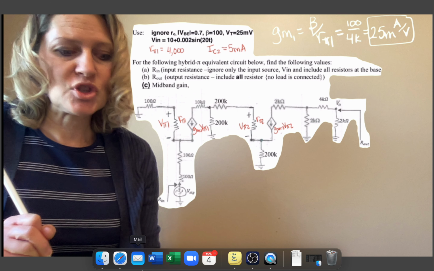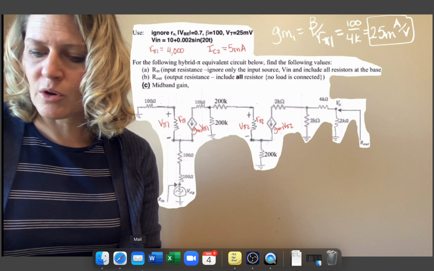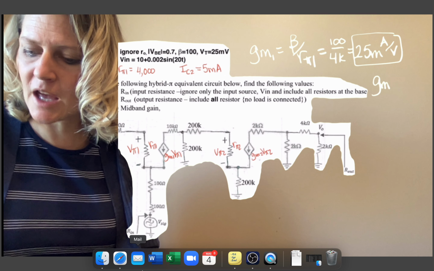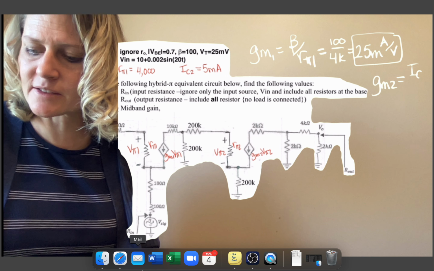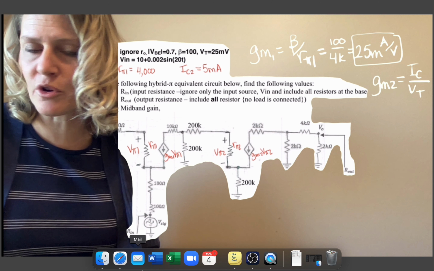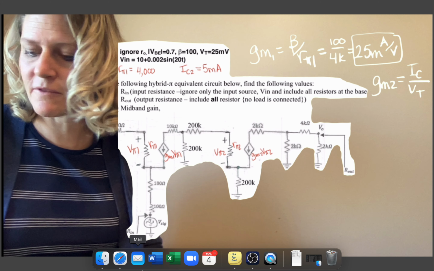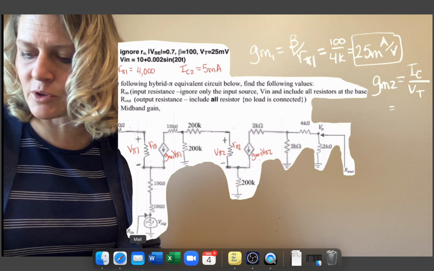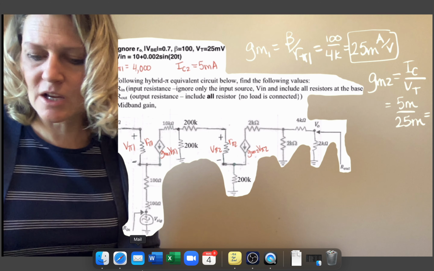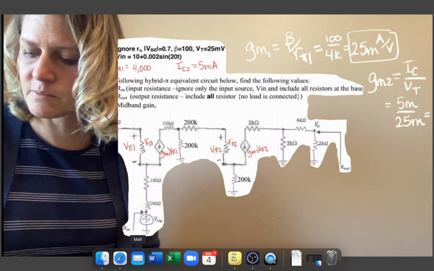For gm2 and r pi 2, we know the relationship between gm and IC is going to be IC, the DC value of that, over VT, which is your thermal voltage. And again, at room temperature, about 26 millivolts or 25 millivolts. I used 25 millivolts. So I had 5 milli over 25 milli, which is 0.2 amps per volt.